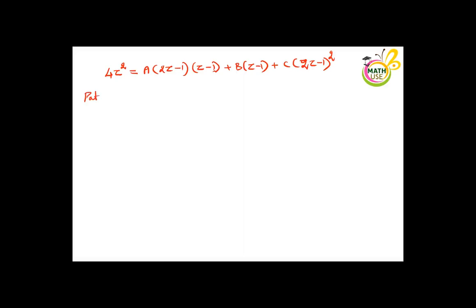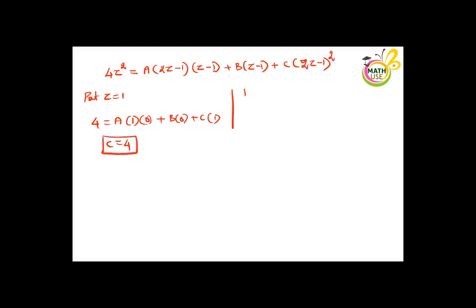So first we will put z equal to 1. When you put z equal to 1, you get 4 is equal to A into (2z − 1), so with z equal to 1, 2 minus 1 is 1, but 1 minus 1 is 0, plus B into 1 minus 1, 0, plus C into 2 minus 1, it is 1. So we get C value, it is 4.